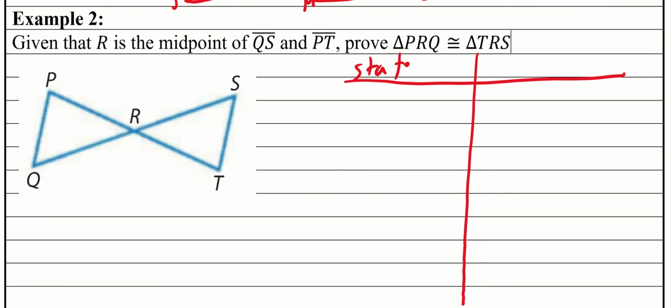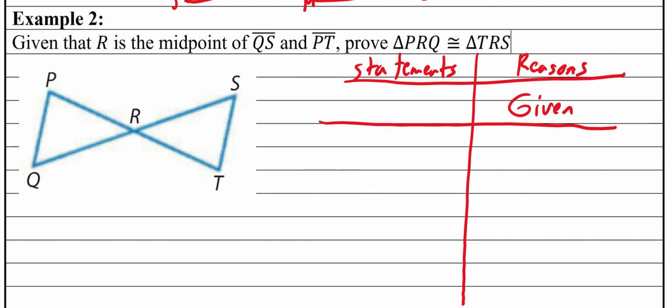Same as always, I have my statements and my reasons here. And I always know where I can start on these. First reason is always the same no matter what. It's always given. Usually it'll be more distinct. It'll say given, colon, and then it'll have a specific statement that you can just copy down. But here it's very similar. It's just given that, and then we have a statement, and I'm just going to copy down that statement. R is the midpoint of QS and PT. I'm told R is the midpoint of QS and PT here.